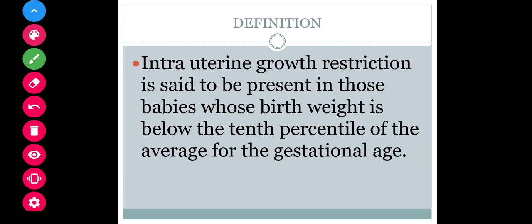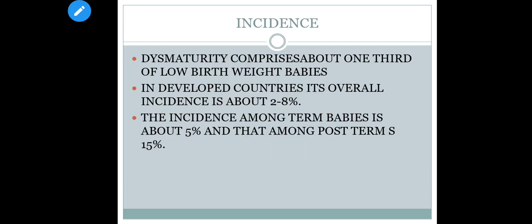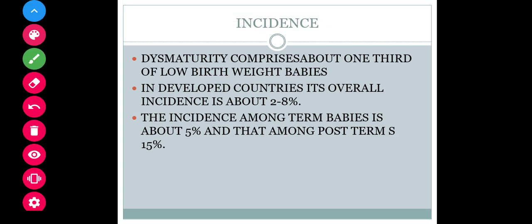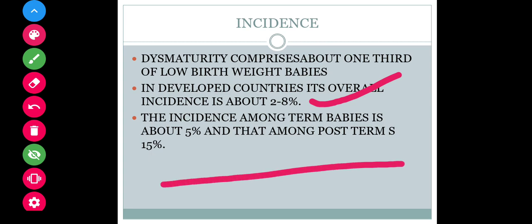So, let's see the incidence. Dysmaturity comprises about 1/3 of low birth weight babies. In developed countries, its overall incidence is about 2 to 8%. The incidence among term babies is about 5% and among postterm it is 15%. So overall, in all pregnancies, 5 to 10% of babies may have intrauterine growth retardation.